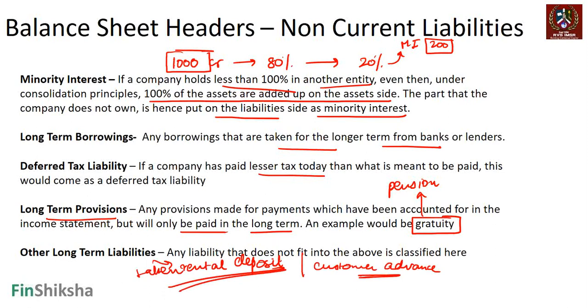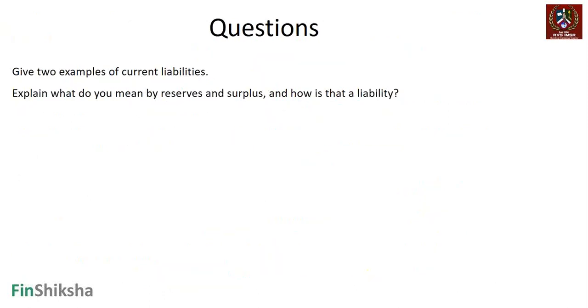So we've seen the current liabilities, we've seen the non-current liabilities. That is the crux of all the liabilities that are available on a company's balance sheet broadly. That brings us to an end of this particular video.